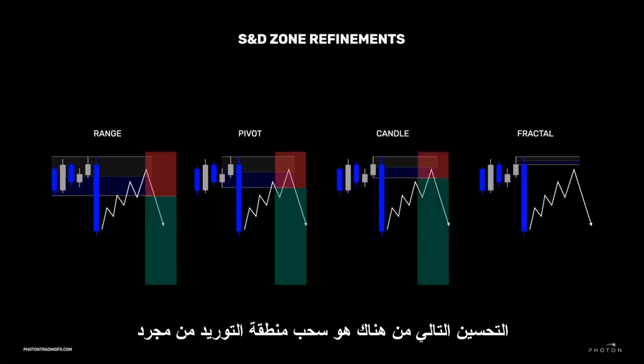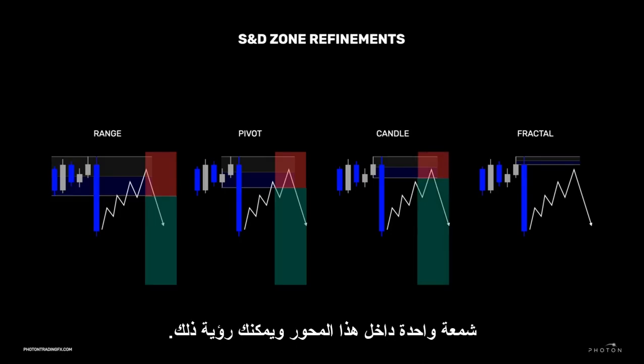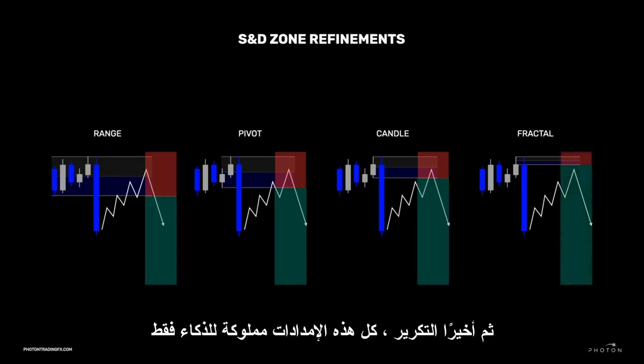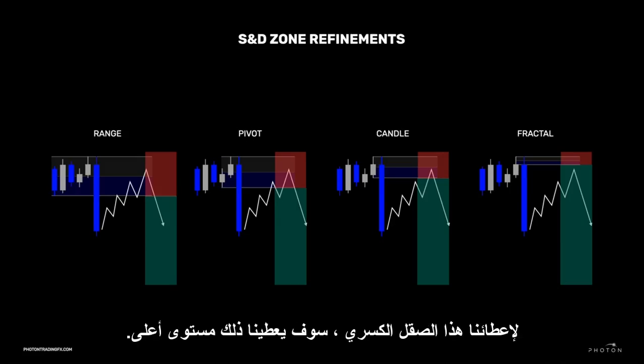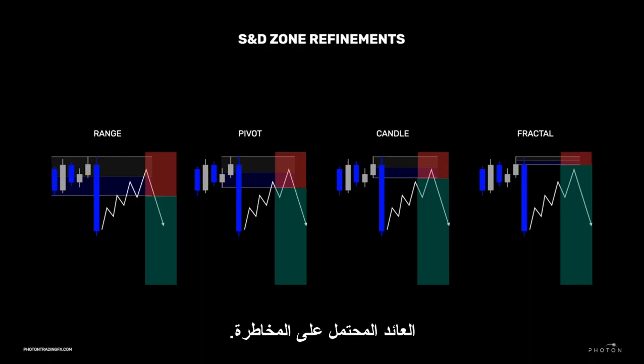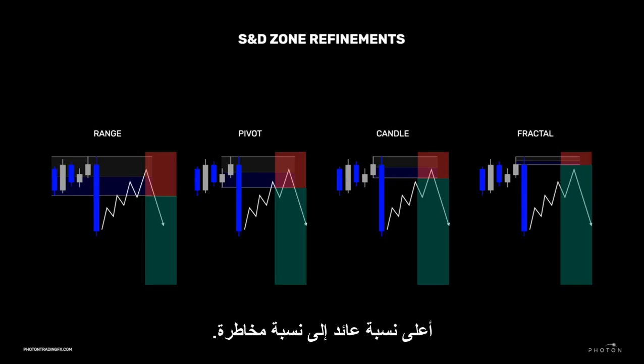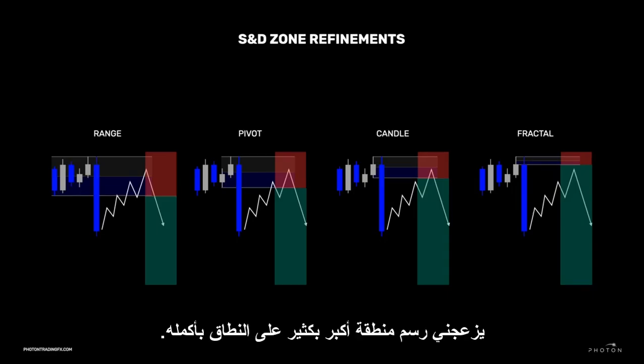The next refinement from there is drawing the supply zone from just a single candle within that pivot. And you can see that again, this will improve the reward to risk of the trade. And then finally, refining all of those supply zones to just the wick to give us that fractal refinement. That will give us even higher potential reward to risk. So that's great, but you may now be wondering, if the fractal refinement gives us the highest reward to risk ratio, then why wouldn't we just always draw our zone that way? Why bother drawing a much bigger zone on the entire range?